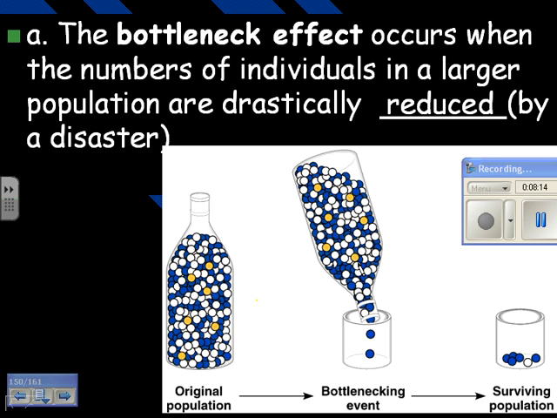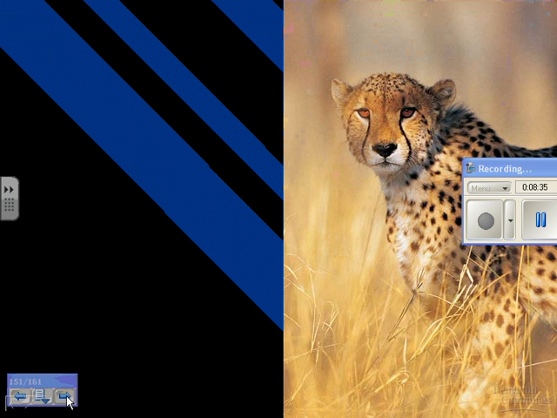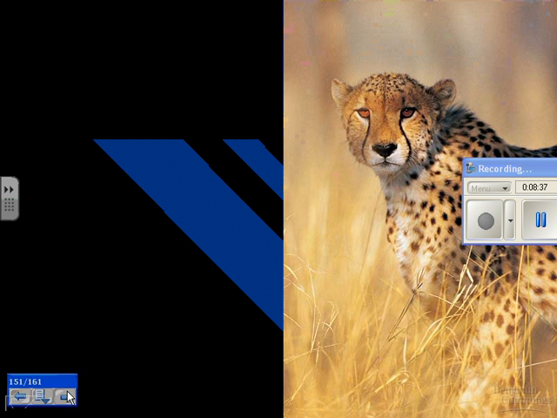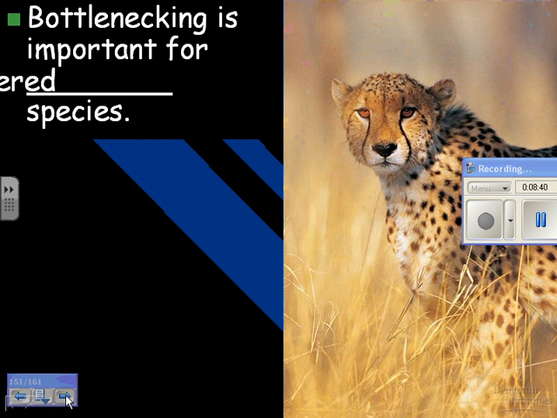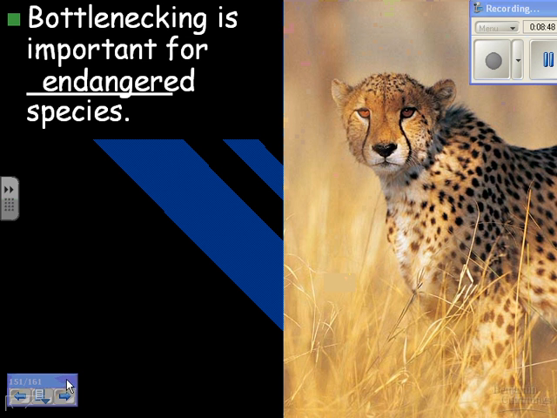And it didn't happen because the yellow ones were worse suited for the environment. It happened because there was this awful hurricane, and it happened to kill almost every single organism. And so there they are. So by chance, some alleles may be eliminated just because everybody in the population died. An example of this happened with cheetahs. So the bottlenecking is really important for something called endangered species. I don't mean it's good for them. I mean it's something that happens sometimes with endangered species that makes their survival even less likely.